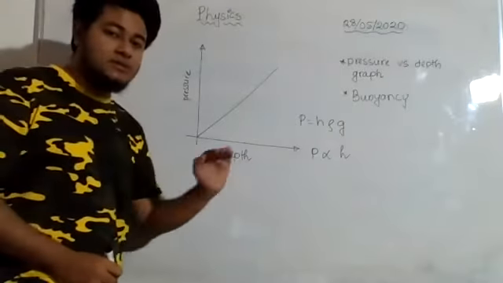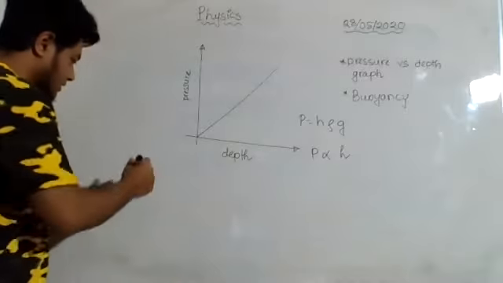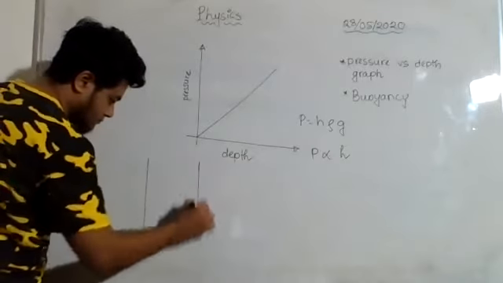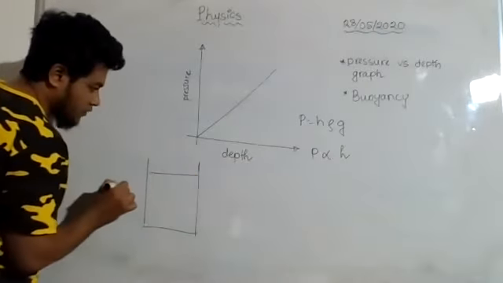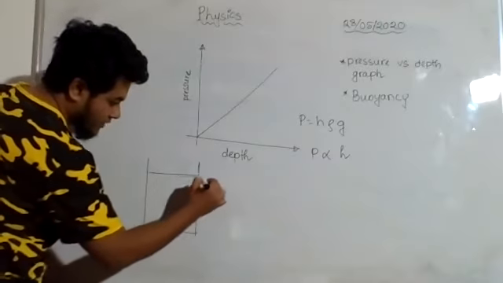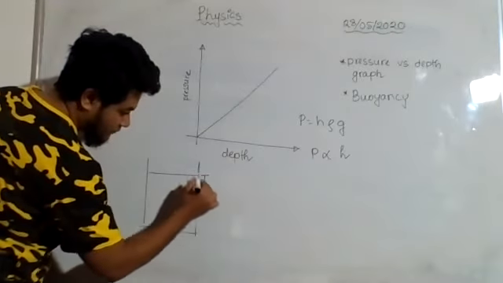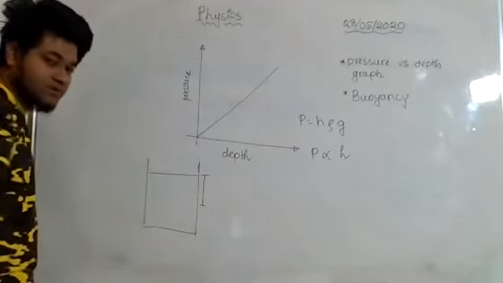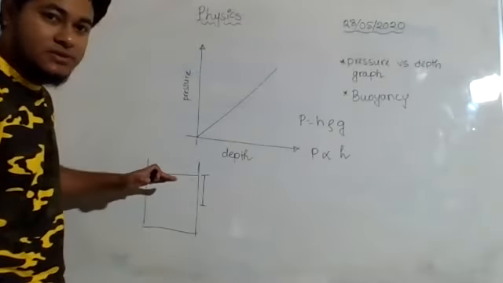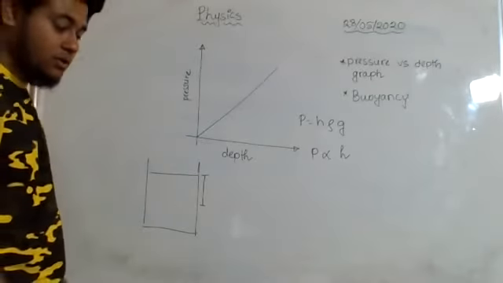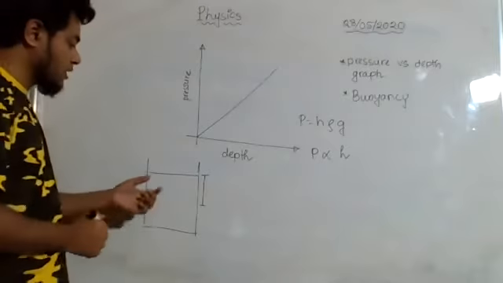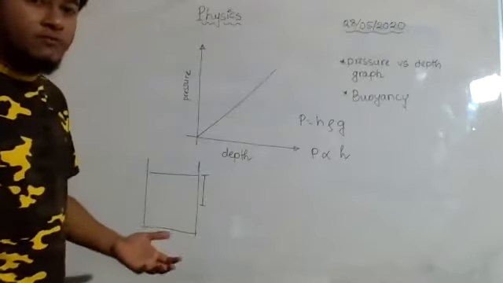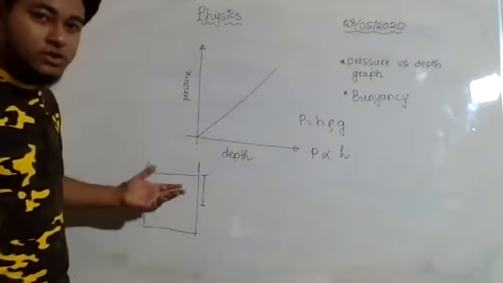If the depth is zero means, let us say this is the free surface of water, and whatever the point we are selecting, we are finding out the depth from this free surface, right? Now, what if the point is on the free surface? Then what will happen? The depth is zero because we didn't go into the water. So in that case, no pressure will be felt because above that there is no liquid.